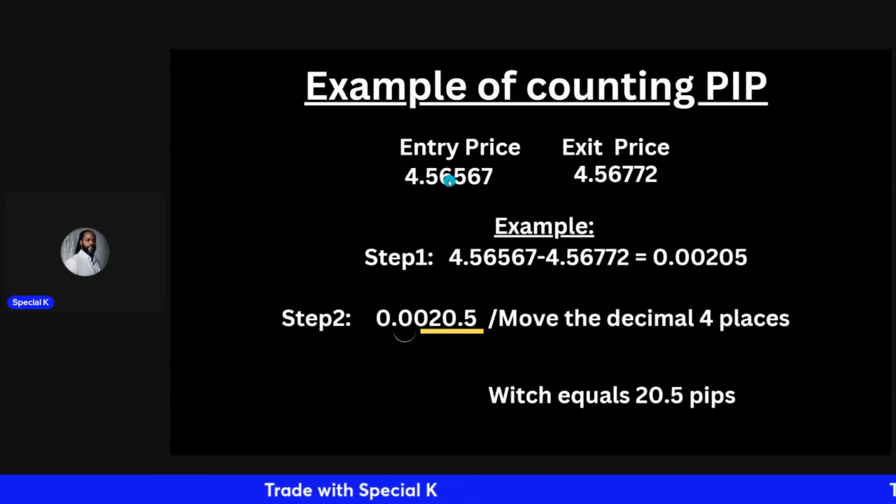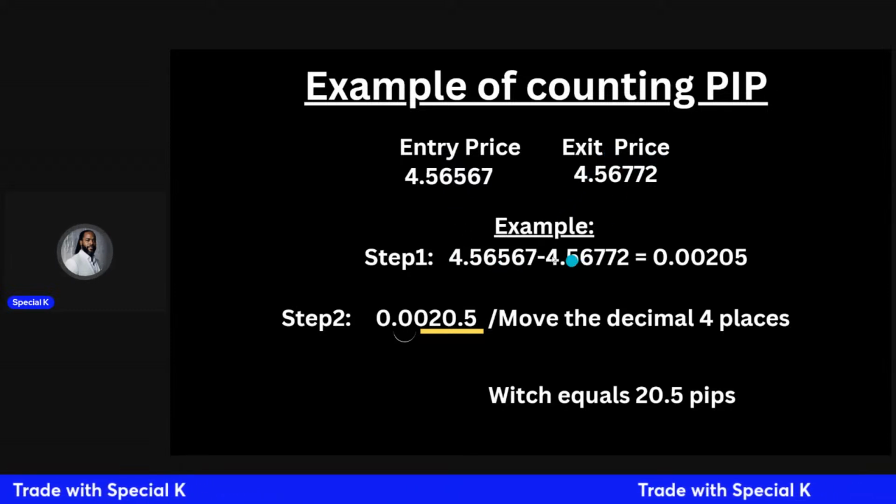So again, say the entry price up here is 4.56567, which is right here. Exit price is 4.56772, which is right here. Next step, or the first step, is to take the entry, subtract it by the exit, and that's all that matters.